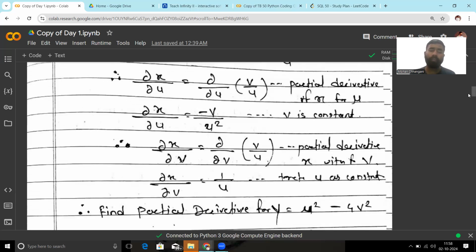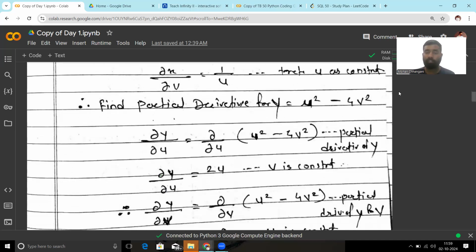Then we find the same for x with respect to v. In that condition, u is constant when we find the partial derivative of x with respect to v. Since u is constant, we get 1 upon u. So when we find the partial derivative of x with respect to v, u is constant and we get 1 by u. That is how we find the partial derivatives.